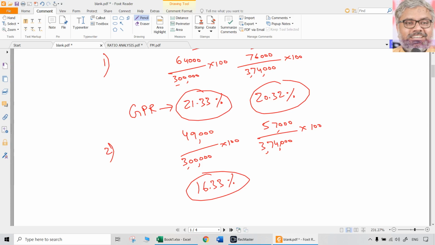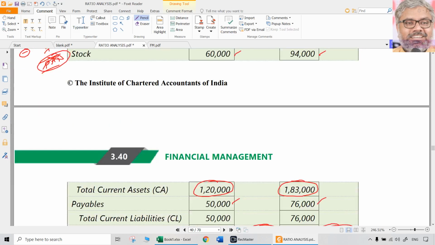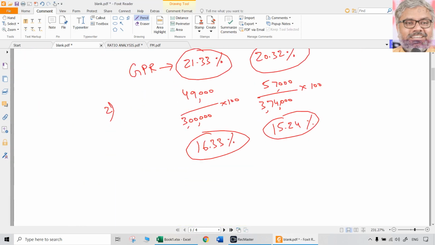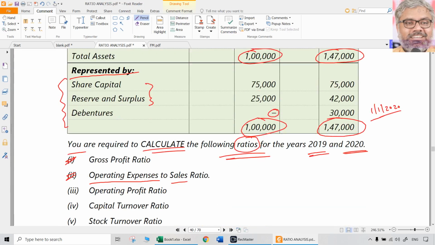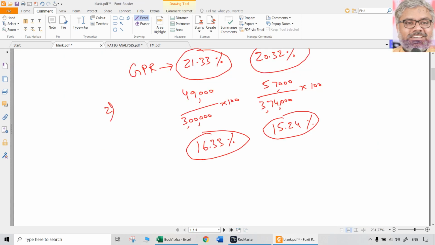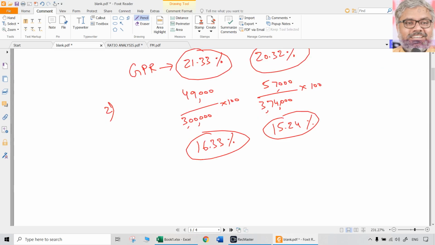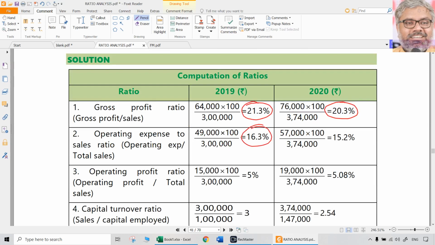Then next year, 15.24%. That is the operating expenses to sales ratio. That has reduced, which is a good sign. Gross profit ratio reduced, definitely not a good sign. But operating expenses to sales ratio reduced, that is definitely a good sign. Let us check them also so that we don't have to come back to them. 21.33, 20.32. 21.3, 20.3. Okay. Then 16.3, 15.2.